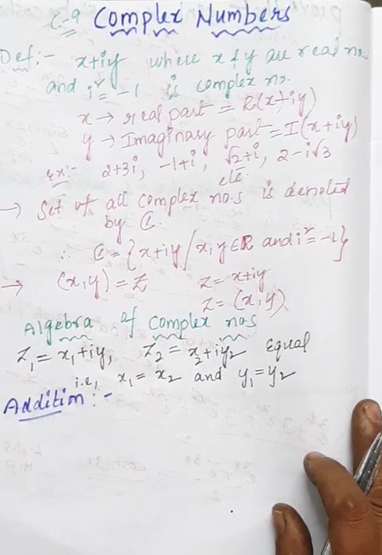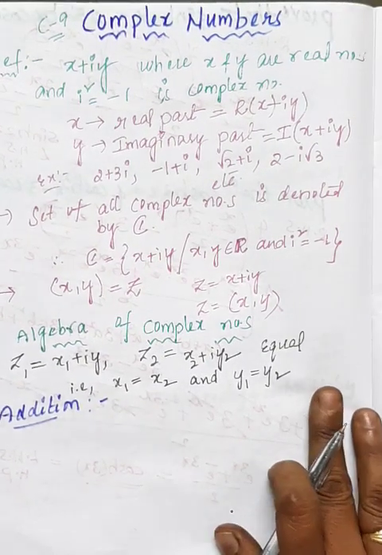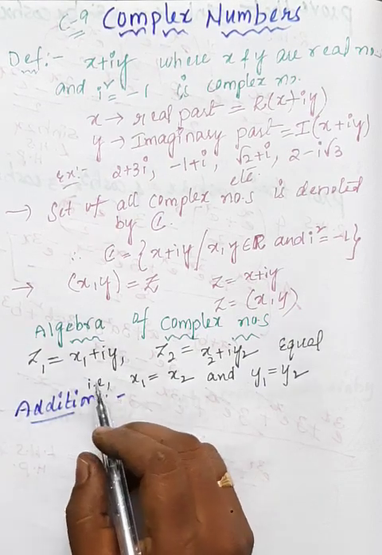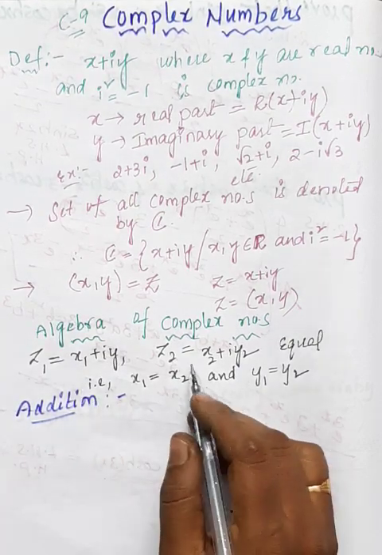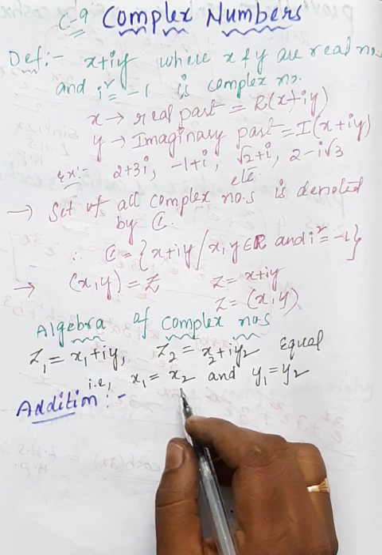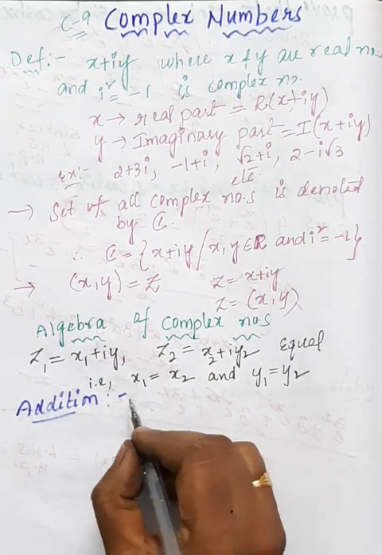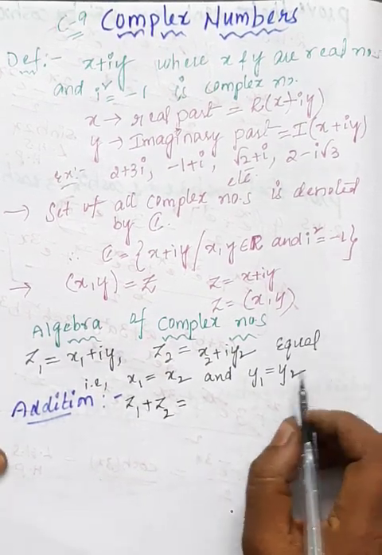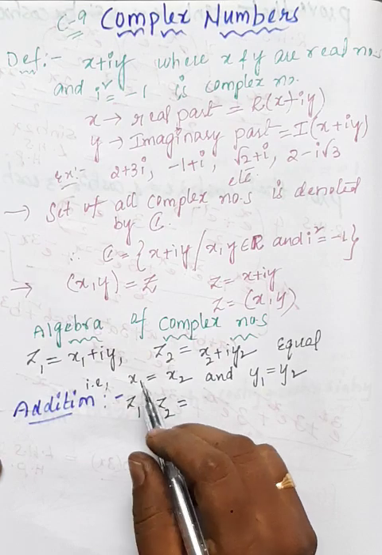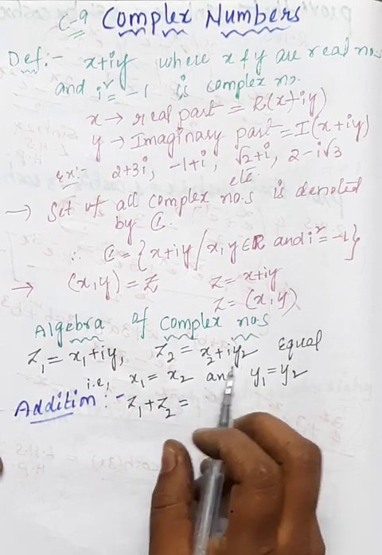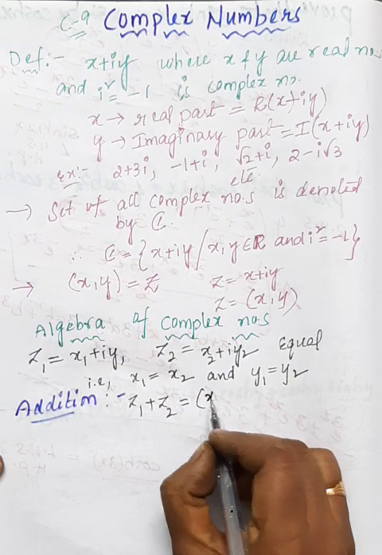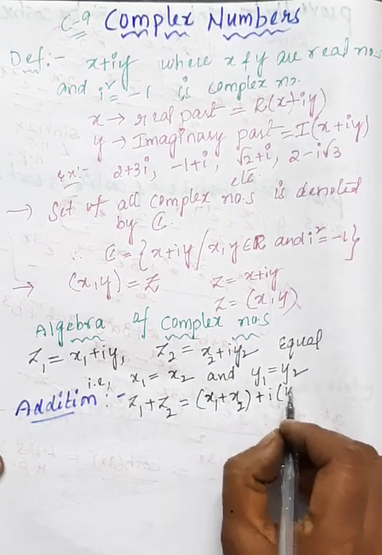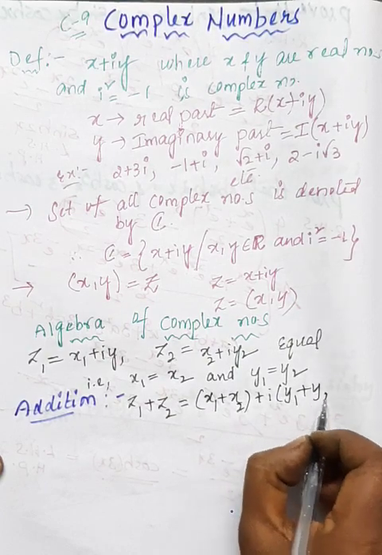First of all, let us see the addition of two complex numbers. Here we have already taken z1 and z2 as the two complex numbers. Let us add z1 and z2. z1 plus z2 is equal to, first of all we have to add real part plus real part and imaginary part plus imaginary part, that is x1 plus x2 plus i into y1 plus y2.